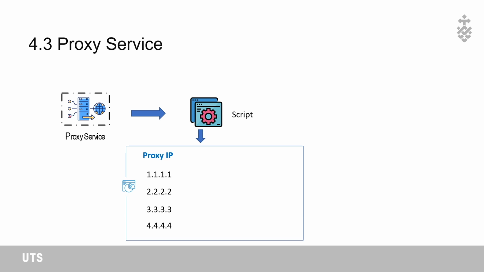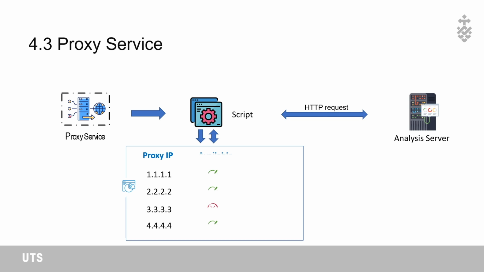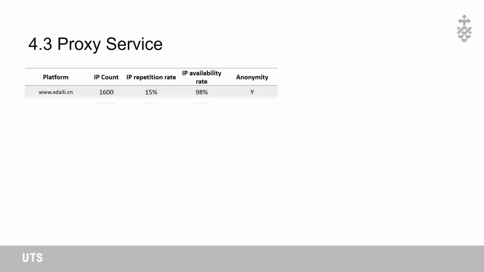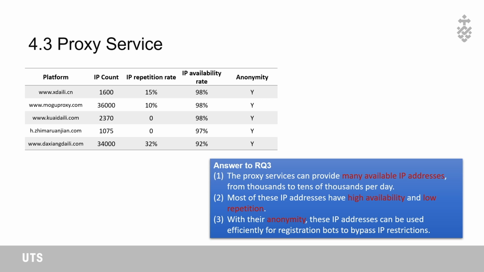The next is proxy services. We developed a script to collect IP addresses from the proxy services. Then we used these IPs to visit our analysis servers to check whether they are available and anonymous, which means we couldn't get the real IP from an HTTP request. With such a method, we tested 5 proxy services, and now we can answer research question 3. These proxy services can provide many available IP addresses, and most of these IP addresses have high availability and low reputation, and they are anonymous.